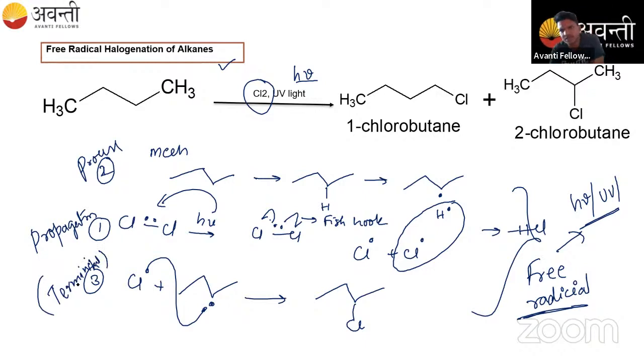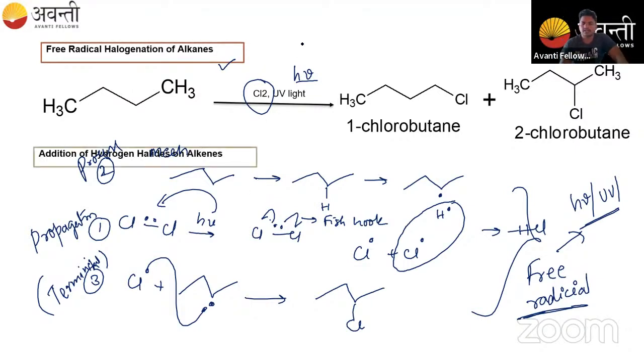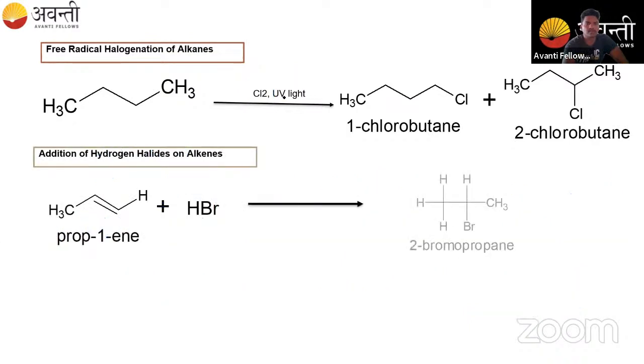Very, very important thing. So this is the mechanism of the free radical mechanism for the halogenation of alkanes. I hope everyone understands this one. If you are clear, please let me know through the chat box. Okay, let me erase this one. Yeah, I'm getting some response. Clear. Thank you, Jalgaon. Thank you, Rajkot.